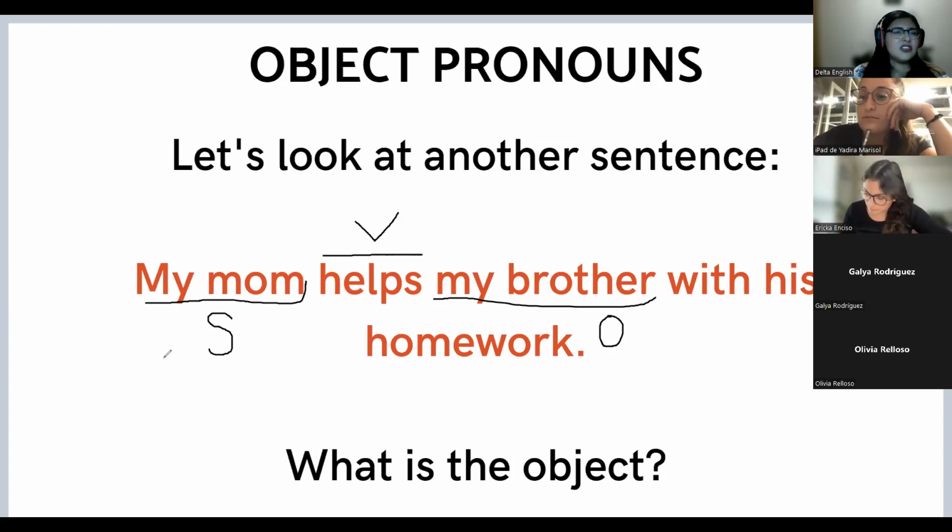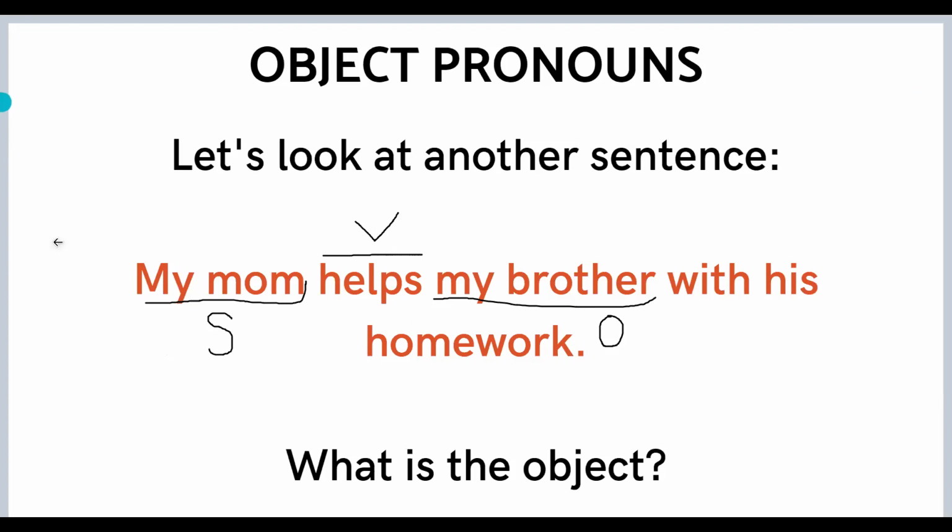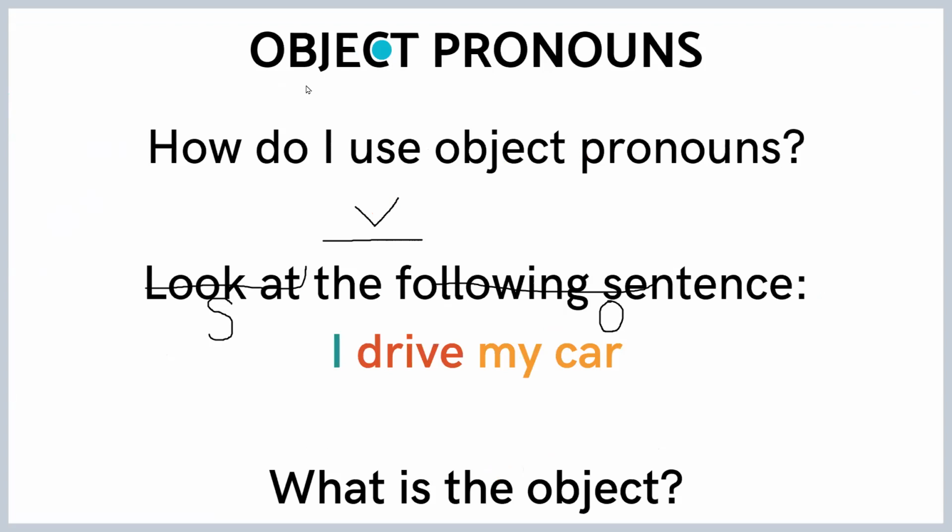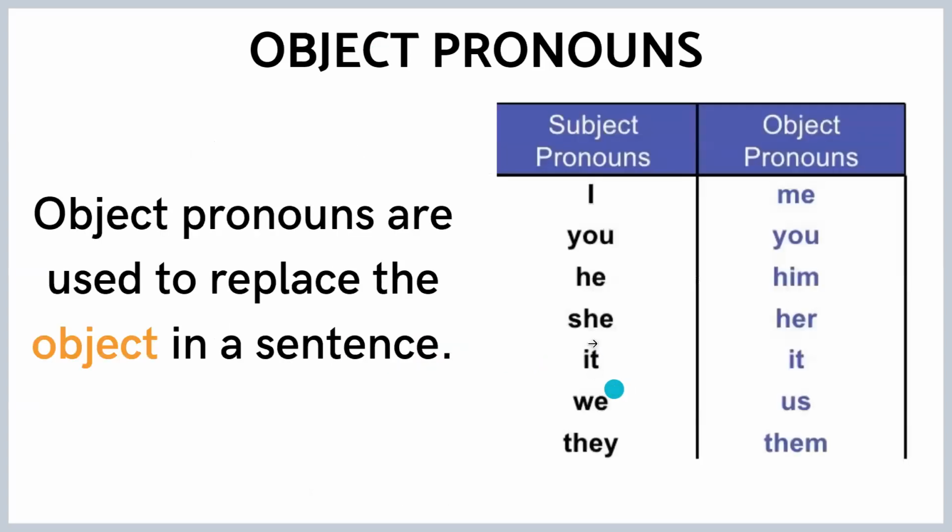Good. Entonces, mi mamá es la responsable de la acción. En este caso, la acción es ayudar. Y la persona que está recibiendo esa acción es mi hermano. Entonces, mi hermano es el objeto. ¿Qué es mi hermano? Es una persona, específicamente es un hombre. Entonces, yo ya sé que los hombres son un he, ¿cierto? Entonces, si mi hermano es un he, ¿cuál es el pronombre de objeto que le corresponde?